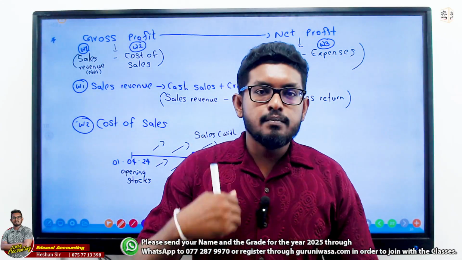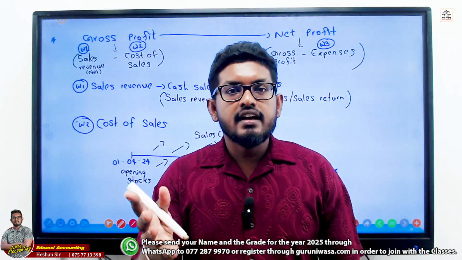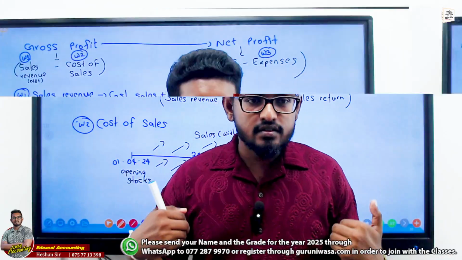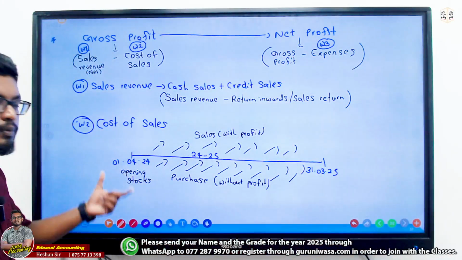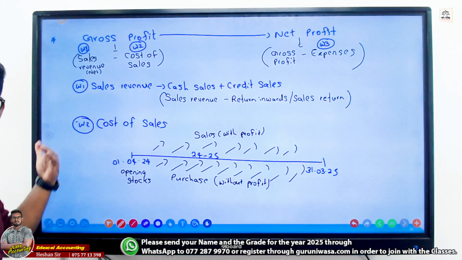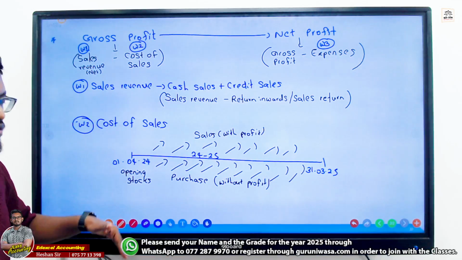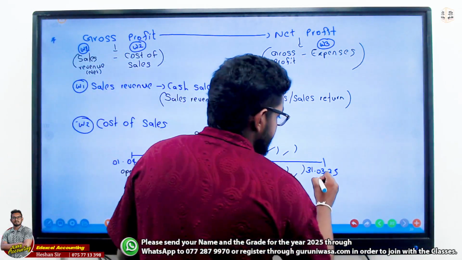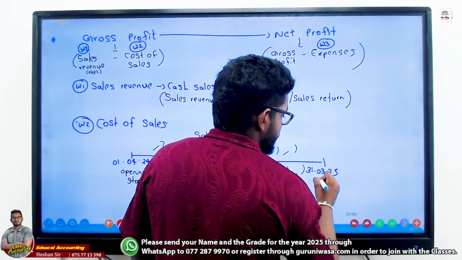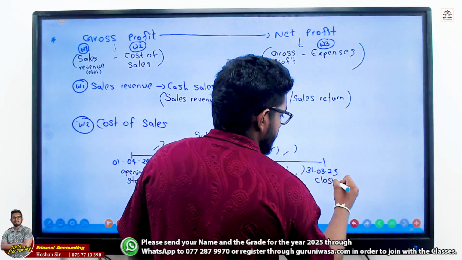December 30, if you go to the Silva shop near your house, it's not that there are no goods. So there is something called opening stock. Last year's closing is this year's opening stock, right? And this year's closing stock is also available.